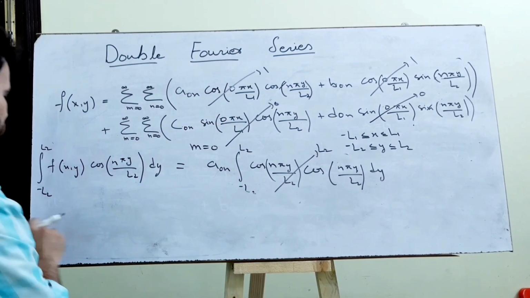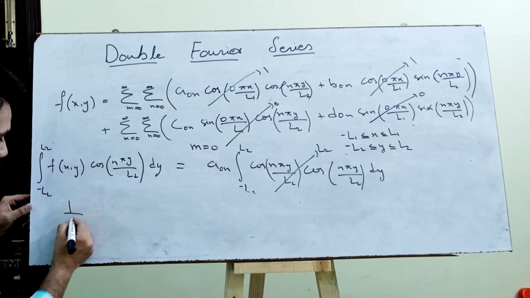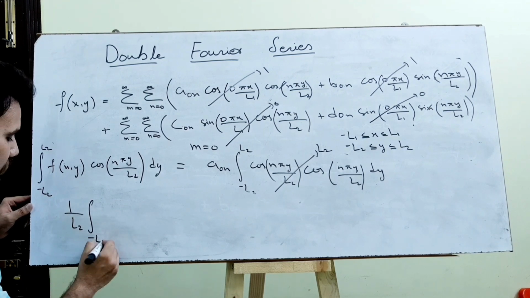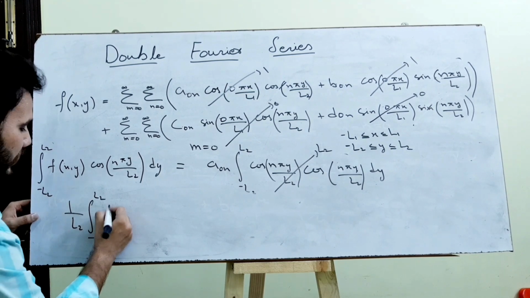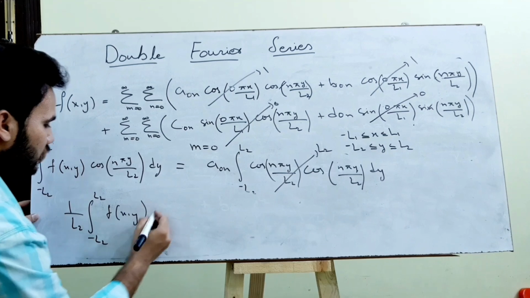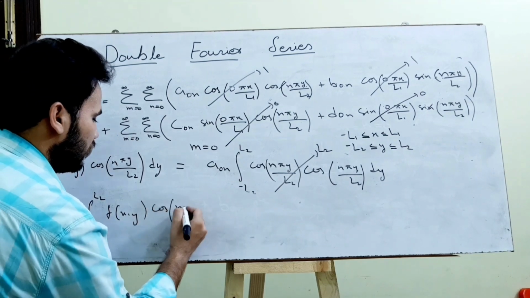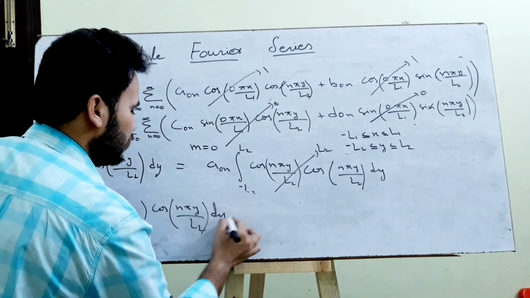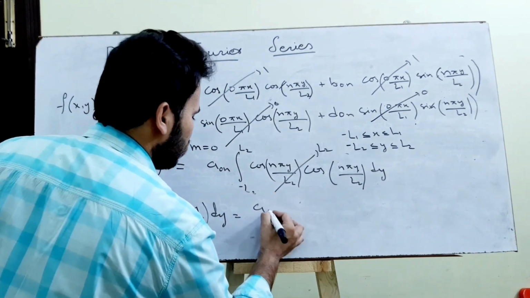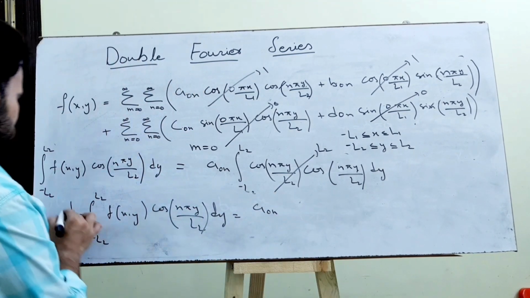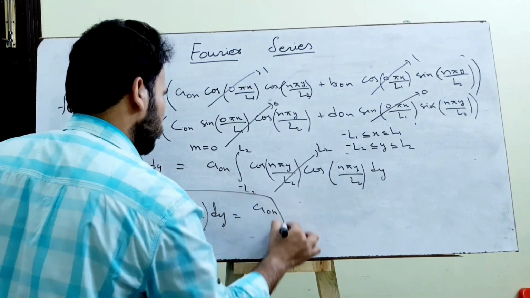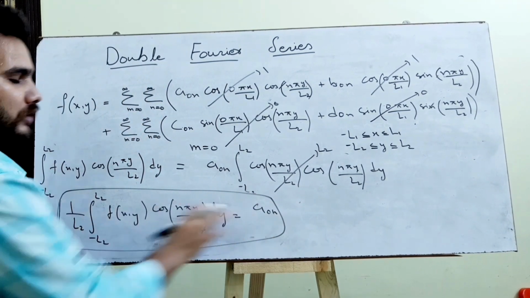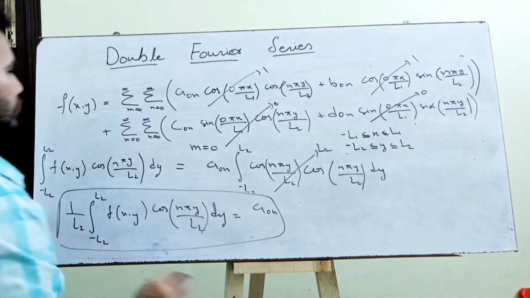So the result is 1 over L2, integral from negative L2 to positive L2 of f of x comma y, cosine n pi y over L2 dy, equals a0n. We have computed another Fourier coefficient.